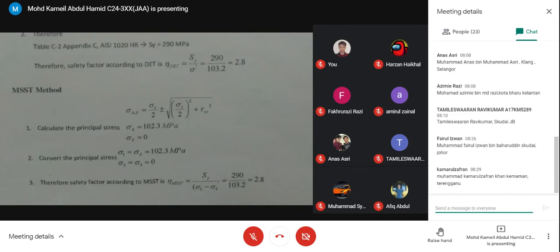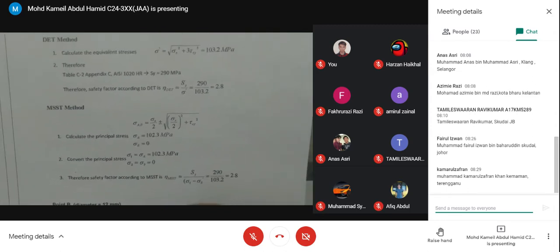The one below has a small mistake. It's not 103, it's 102.3, reversed. But the value will be similar, 2.8 something. So this is the method, DET method, MSST method.